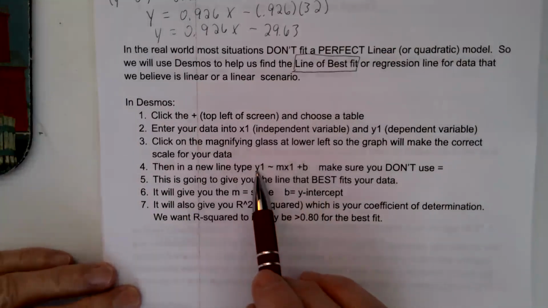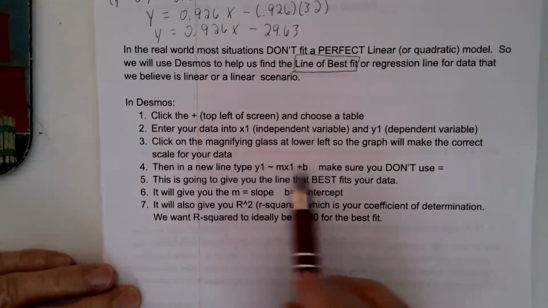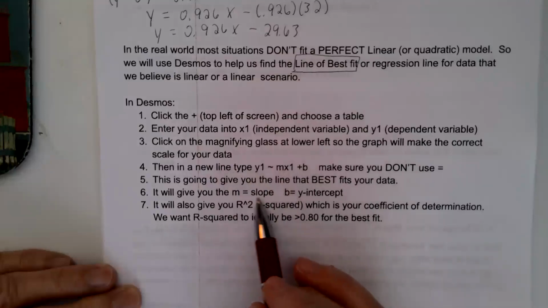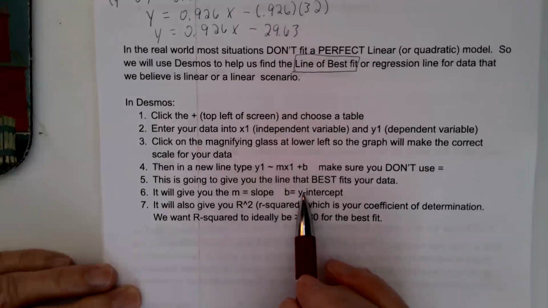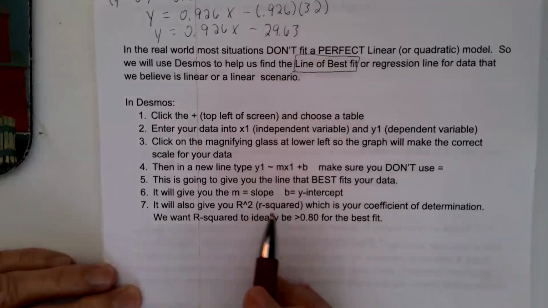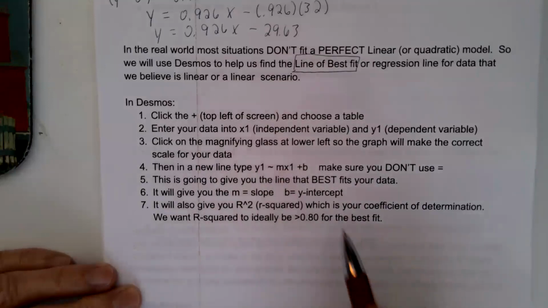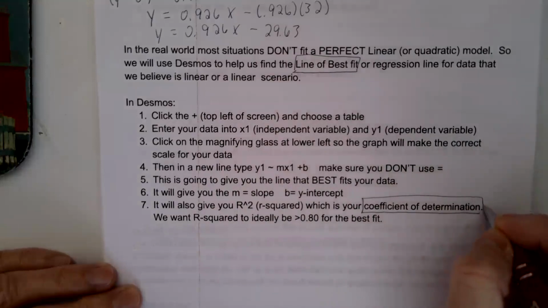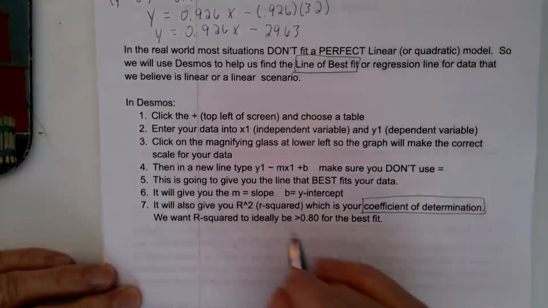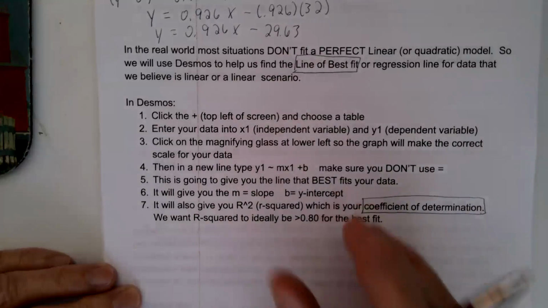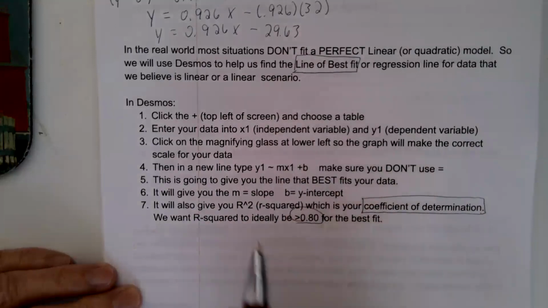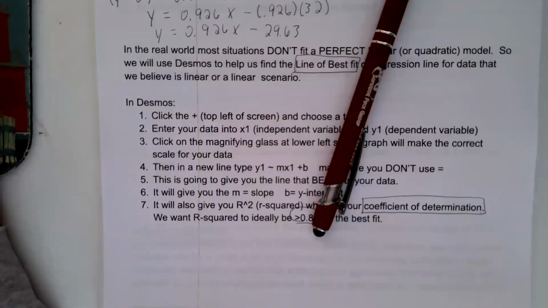Then in a new line, type y1 tilde, not an equal sign, but a tilde, and then mx1 plus b. It is going to give you your line of best fit. It will tell you the slope that best fits your line and the intercept that best fits your line. It's also going to give you something down below called r squared, and that is what we call the coefficient of determination. That coefficient of determination tells you how well your data is fitted by that model. And we would really like that to be bigger than 0.8. Okay, so let's go check out our example here.